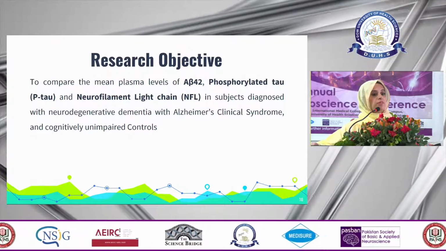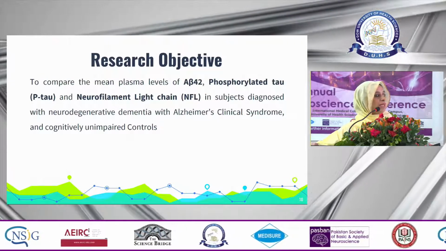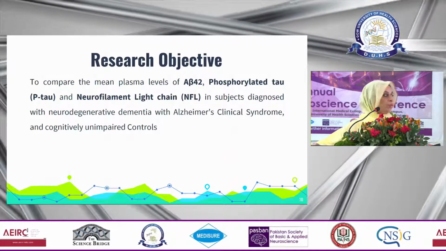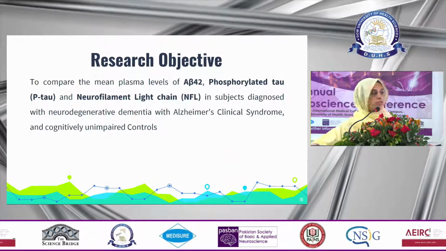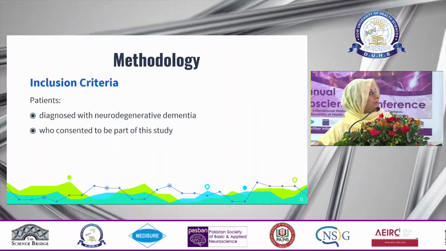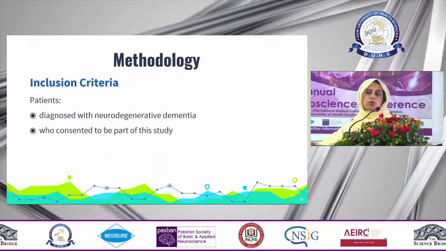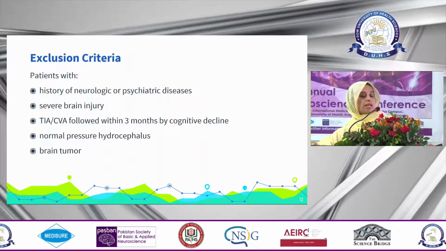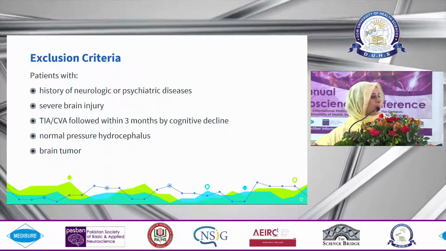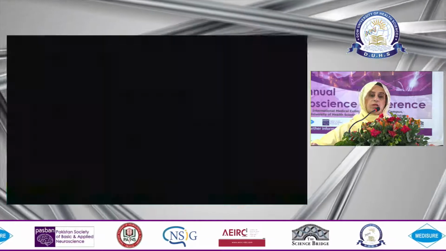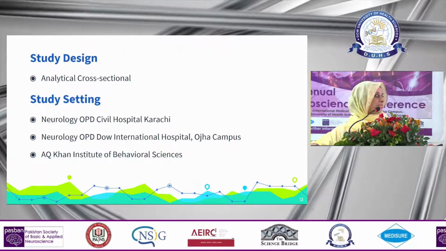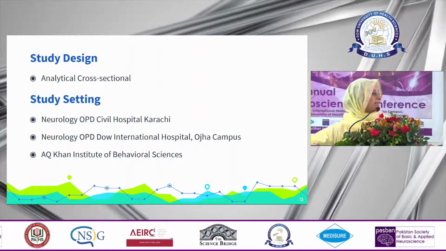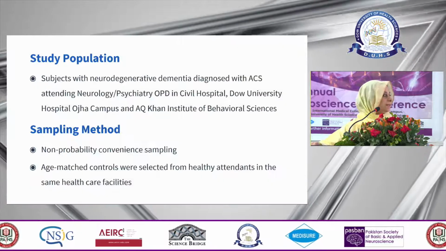So we compared the mean plasma levels of A beta 42, P tau, and neurofilament light in patients who were diagnosed with neurodegenerative dementia with Alzheimer's clinical syndrome and their cognitively unimpaired healthy controls. For this, we included the patients who were diagnosed with neurodegenerative dementias and who consented to be a part of the study, while those with history of psychiatric disorders, brain injury, TIA or CVA, normal pressure hydrocephalus, and brain tumor were excluded. This analytical cross-sectional study took place in the neurology OPDs of Civil Hospital and Dow Hospital Ojha campus and A.Q. Khan Institute of Behavioral Sciences.